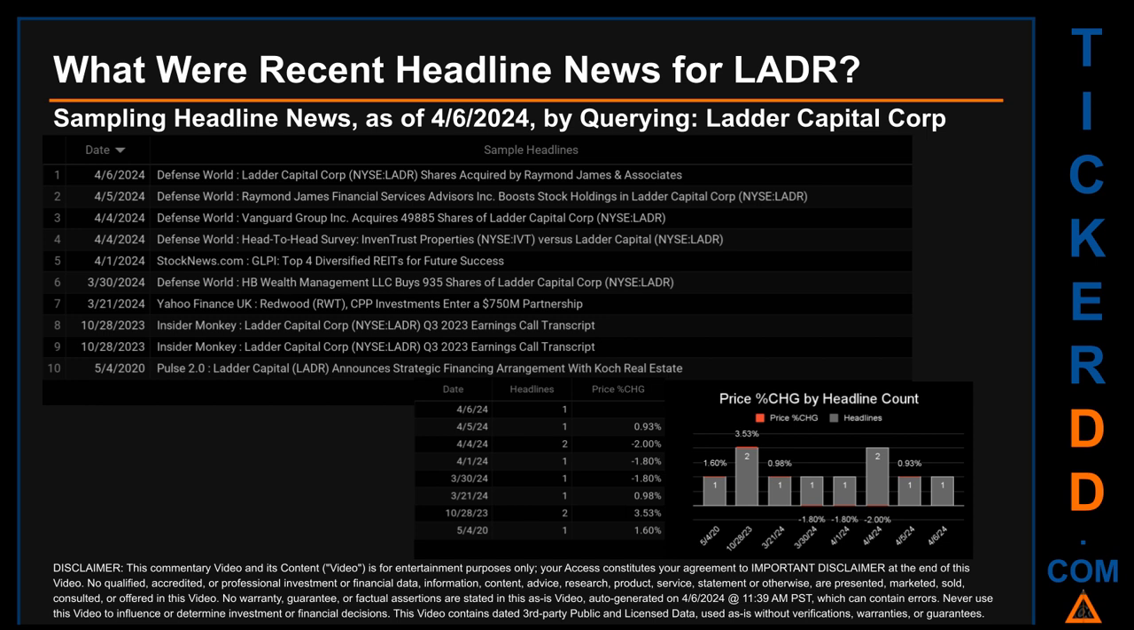Correlated or not, as it happened, the stock price for LADR on those publication dates respectively saw a jump of 0.93% along with a jump of 3.53% when comparing the day's opening versus closing price. The latest publication date of Saturday, April 6, 2024, was actually the day with the highest percentage change in price. It saw a price jump of 3.53%.